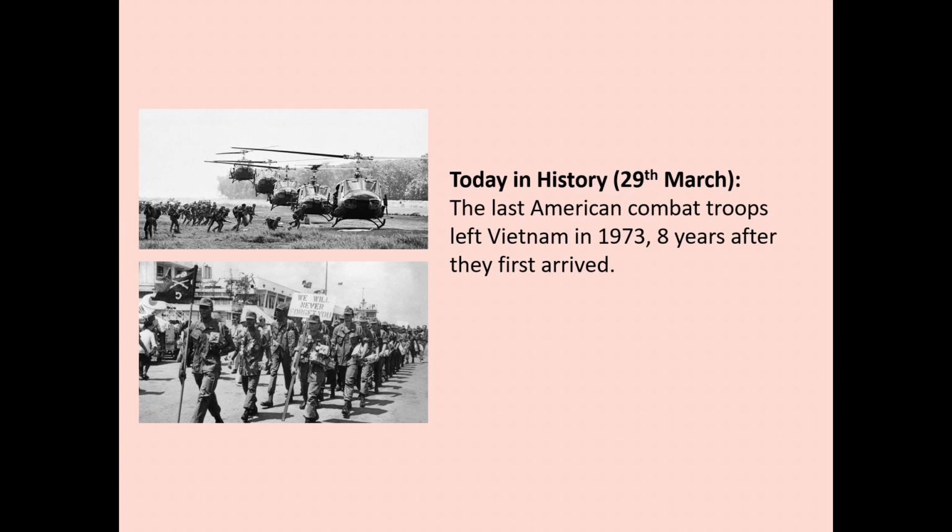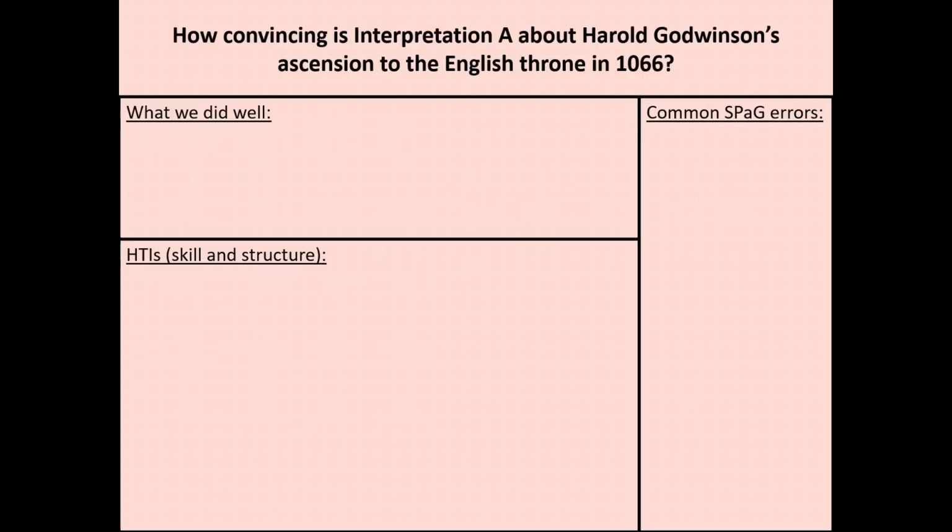So, this video is giving you feedback on the question that you completed for lesson 2. You did a paragraph answering this question: how convincing is interpretation A about Harold Godwinson's ascension to the English throne in 1066? We're going to do the same as normal. I'll go through some strengths, we'll have a look at some HTIs, which today focus on skill and structure, and some SPAG errors, and then we're going to have a look at an example that I'd like us to go through.